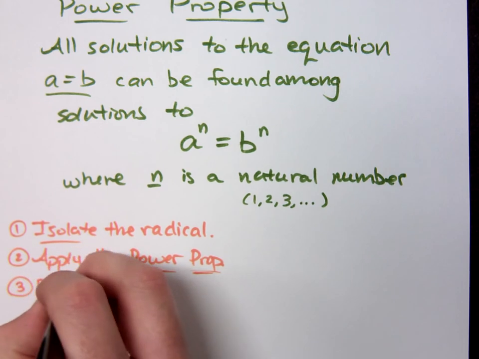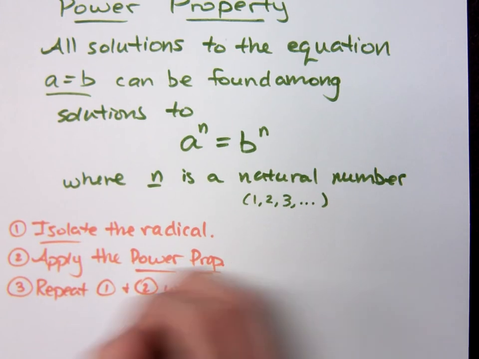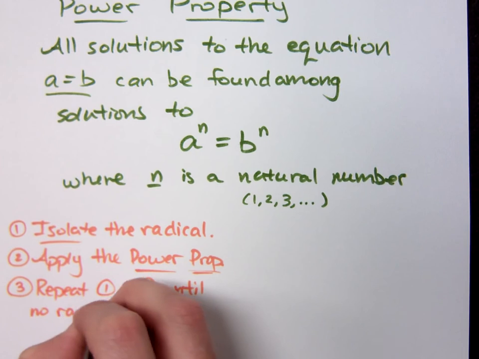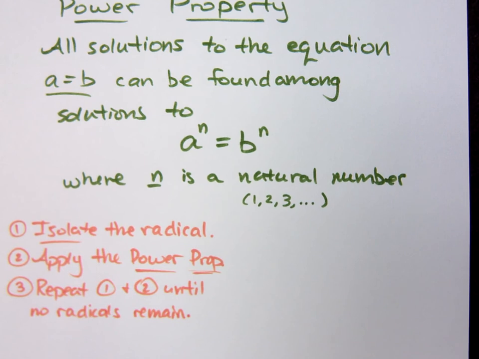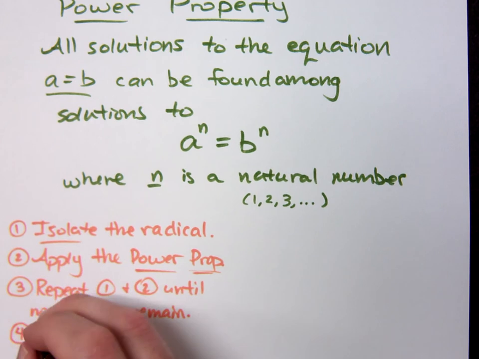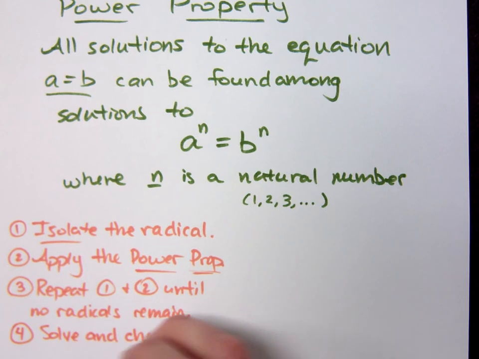The third step is to repeat steps 1 and 2 until no radicals remain. Again, this really comes into play when you have more than one radical. If all you have is a single radical, steps 1 and 2 will knock out your radical. And then, of course, the fourth step kind of goes without saying. Solve and check. It is super, super important for you to check, because some of these equations will have extraneous solutions that are not going to work.